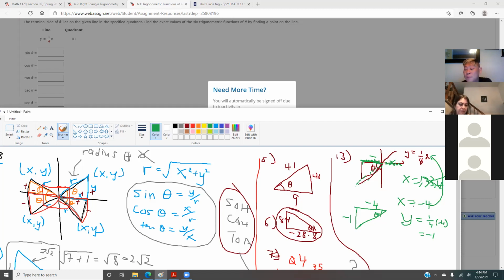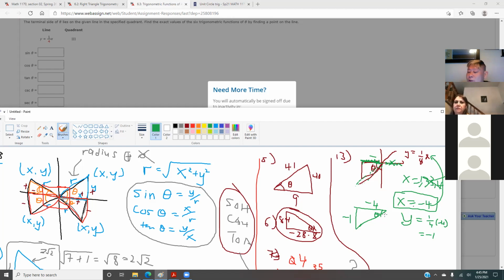You can use any number you want, like -3 or -1 or -2. But if you use those numbers, you end up with a y that is a fraction, and you do not want to play with fractions, right? I think you guys hate fractions. So that's why I use -4 here. And the reason why you have to use negative, you cannot use a positive number, is because it is in quadrant 3. You guys okay here?